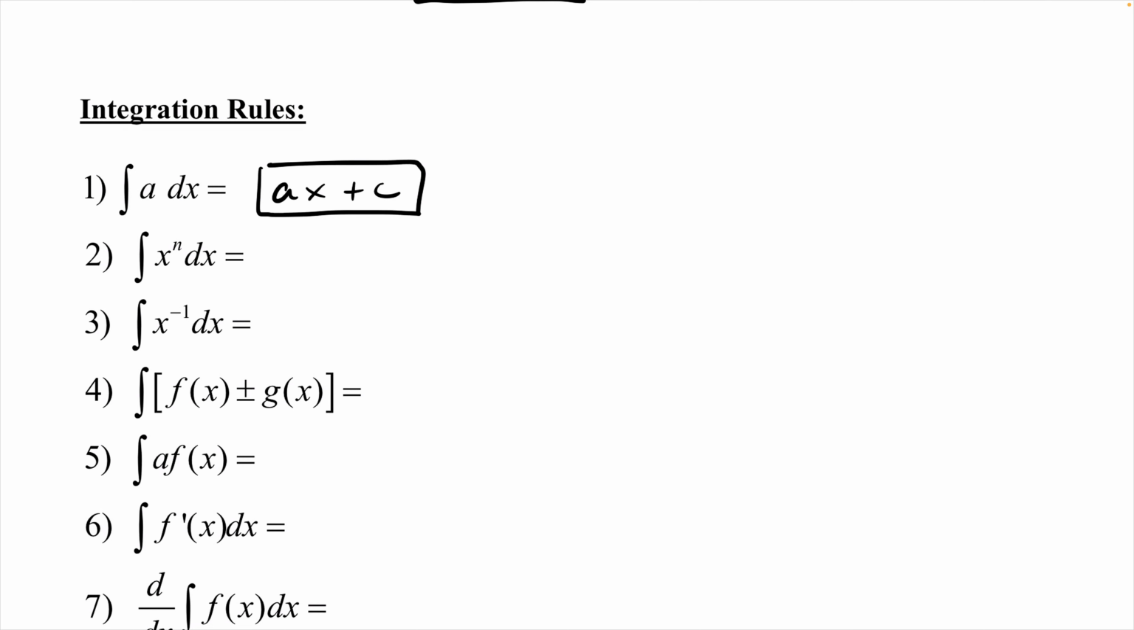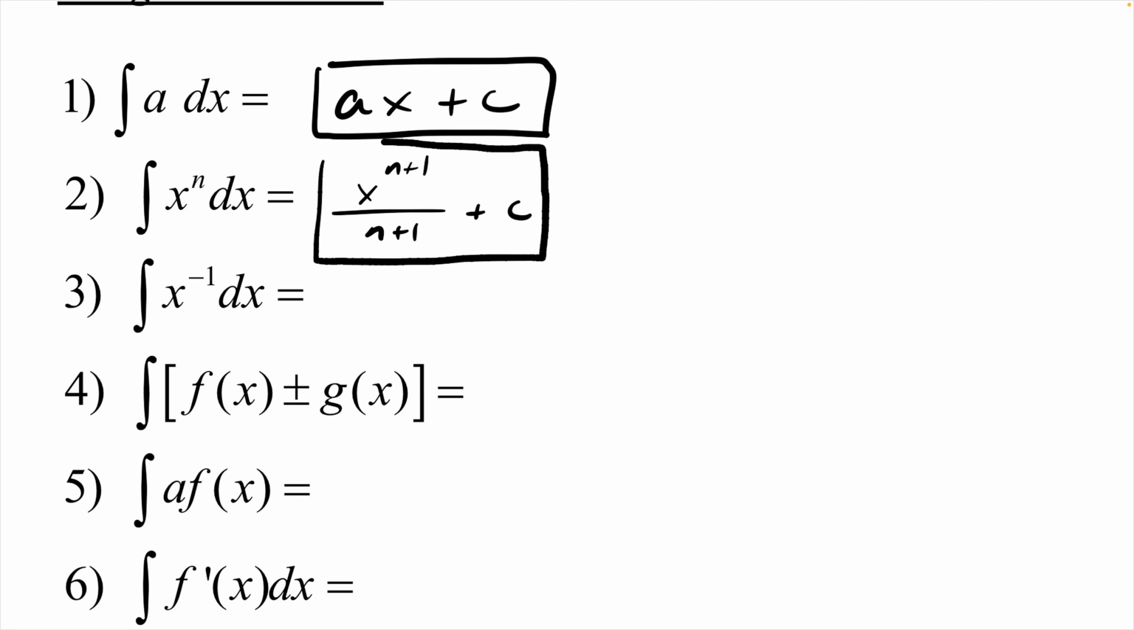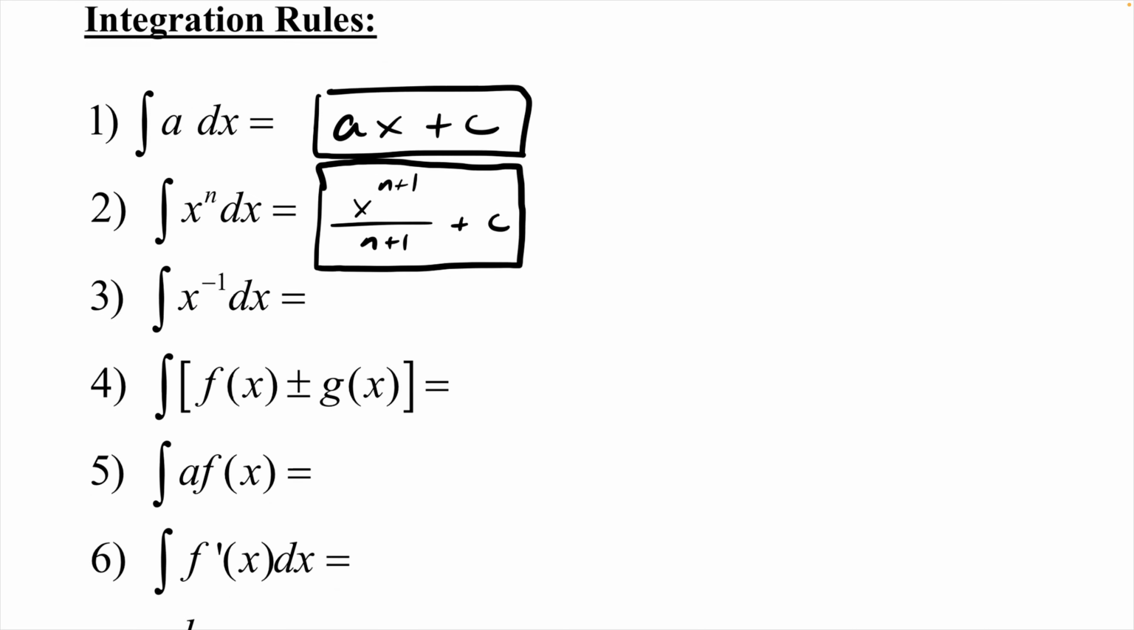Number 2 is the power rule. That's the power rule. What happens if you have a power? Well, I add 1 to the power and divide by that new power, plus c. Number 3 is what we just saw. What happens if I have x to the negative 1? Becomes natural log of x plus c.